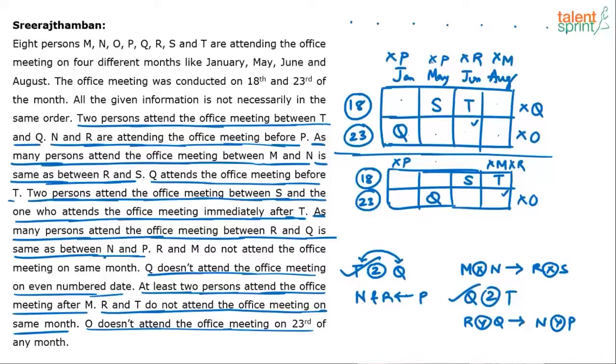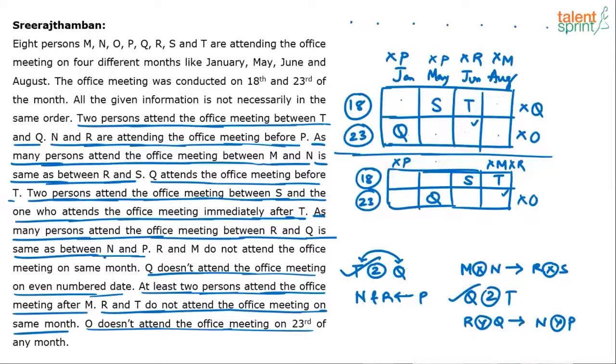We know that P cannot come in these 2 slots, Jan and May. So if P comes in June, for example, then N and R have to take these 2 in some order. If P comes here, yeah, so we'll have to take multiple conditions now, right?